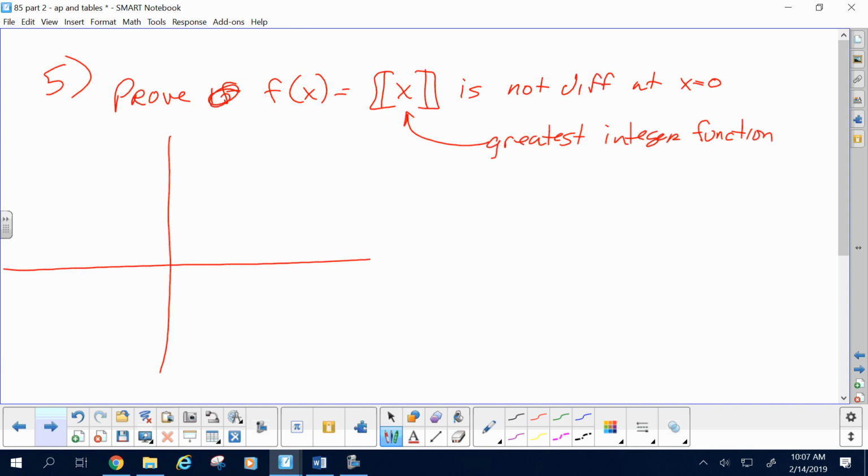The greatest integer function goes like this. Whatever you put in, you spit out the greatest integer less than or equal to what you put in. So if you put in 0, what's the greatest integer less than or equal to 0? 0. If you put in 4, what's the greatest integer less than or equal to 4?